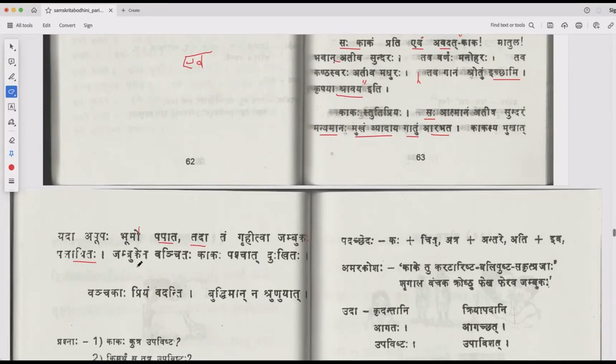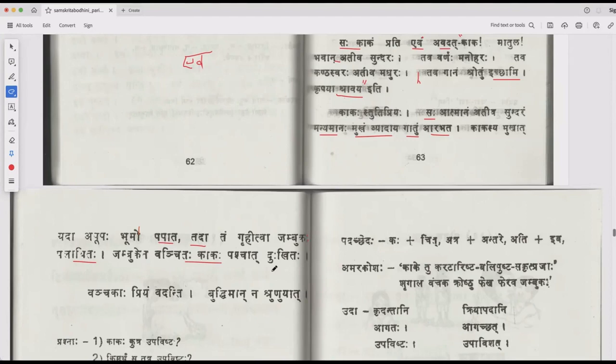By. So with, by, through, all three can be the meaning. So contextually, you have to understand here. By fox, the fox. Cunning. Vanchitaha is cheated. So this is an adjective to kakaha. Being cheated by the fox, kakaha, the crow. Oh, vanchita kakaha. The offended kakaha or cheated kakaha. That's how we have to read. Okay. By jambukena. Paschat.